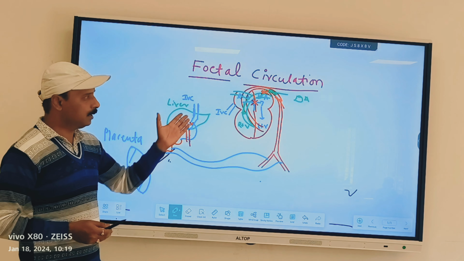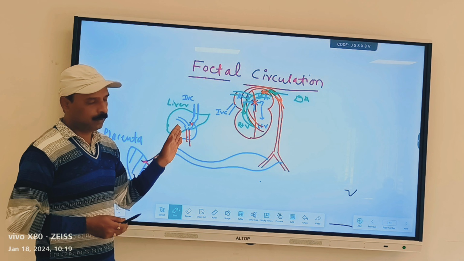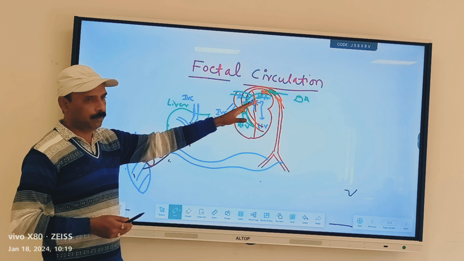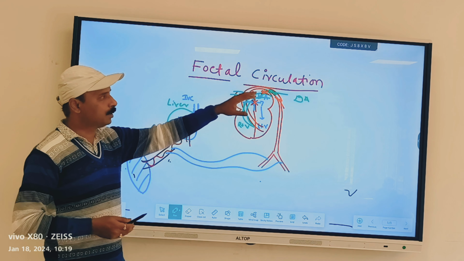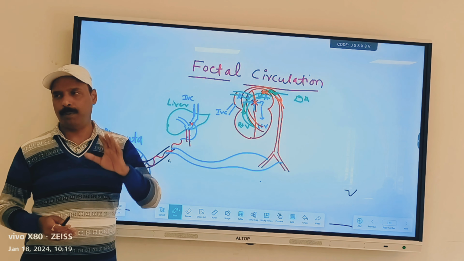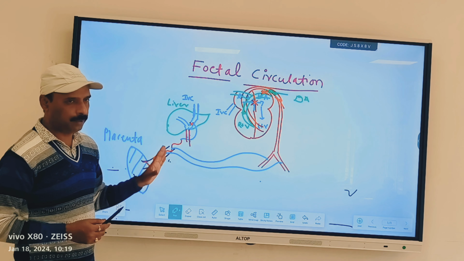So these three steps were bypassing the portal circulation. Then again, we are bypassing the pulmonary circulation here. So these are all very important steps in the fetal circulation, and you have to remember this.